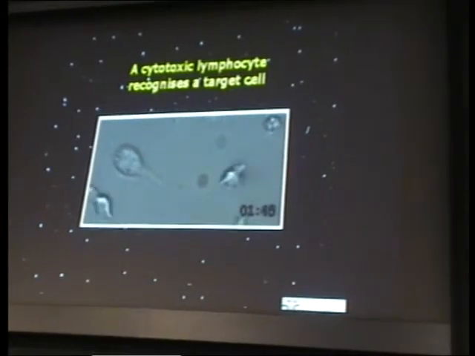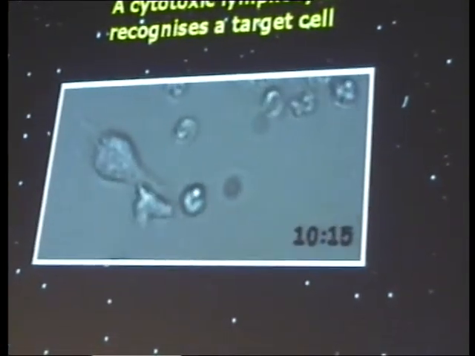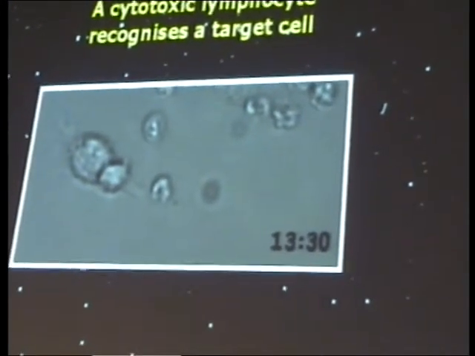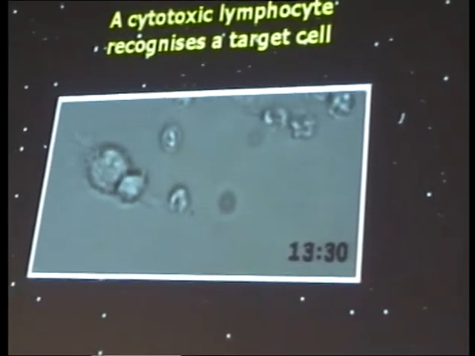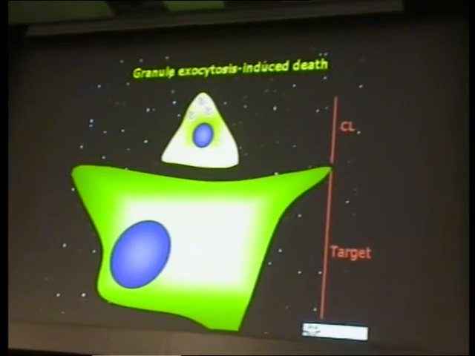And you can see the CTL come over and recognize its target. And this is where we get interested in the whole situation. We want to know what's happened from this point onwards. And of course, there's two possibilities. There's two ways that a CTL can kill its target.